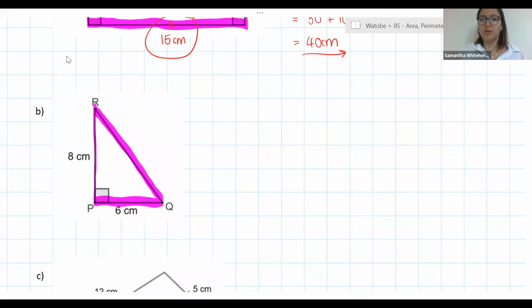Okay, we have a volume issue. What I want you to do, guys, is think about, do you have all three lengths for this triangle? You can just pop in the chat yes or no. Do you have all three lengths?